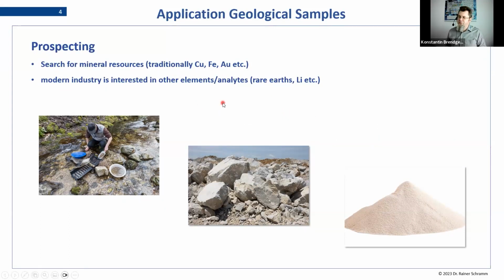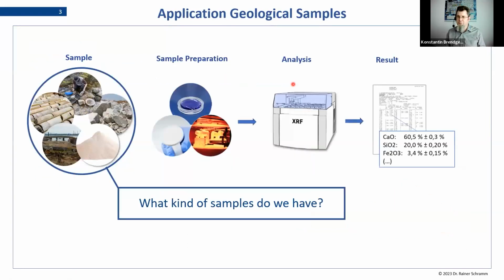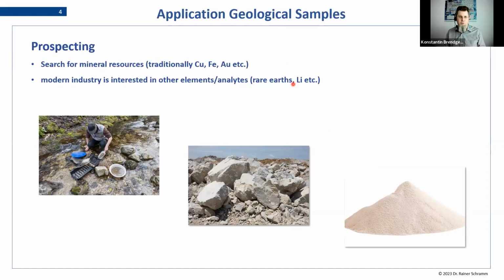But over the recent years, modern industry is looking for a lot of different materials. We have some examples later on, but nowadays there is a lot of demand for the analysis of more elements and analytes. Today we are looking a lot at, for example, rare earths and lithium for batteries and so on. It just shows how the sample itself has changed, and the interesting analytes have changed over the years that these analyzers are used.